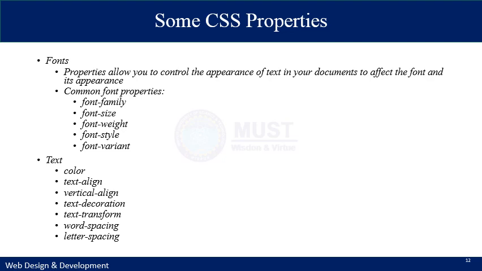So some CSS properties are commonly used, which are discussed here. Number one is the font. Font properties allow you to control the appearance of text in your documents and to affect the font and its appearance. Common font properties are font family, font size, font weight, font style, and font variant.